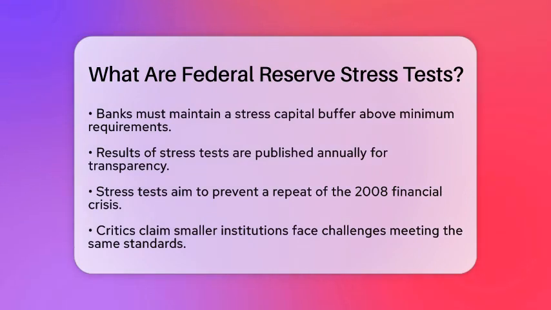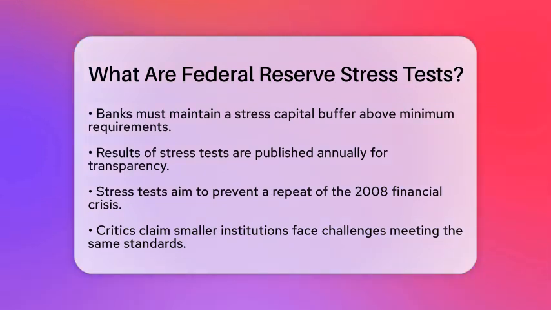The practical application of stress tests aims to avoid a repeat of the financial crisis of 2008. They ensure that banks remain solvent during economic downturns. However, critics argue that the process can be too rigid, especially for smaller institutions, which may struggle to meet the same standards set for larger banks. Conservatives often call for proportional regulations that do not hinder community banks and regional lenders.